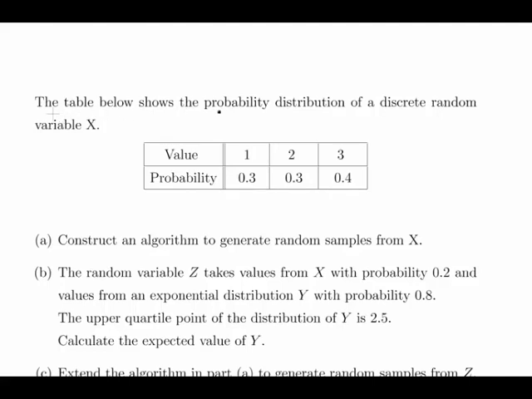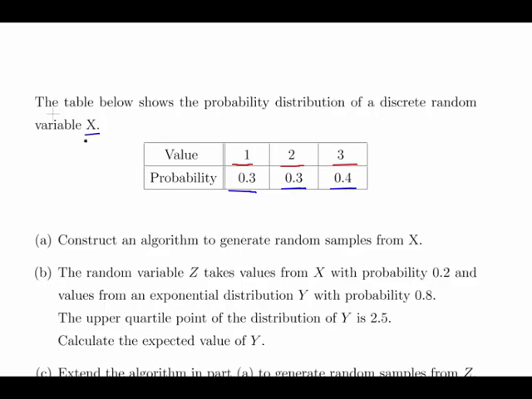The table below shows the probability distribution of a discrete random variable. So it takes three values, 1, 2, and 3, and the probabilities are 0.3 for value 1, 0.3 for value 2, and 0.4 for value 3. Construct an algorithm that will generate random samples from X.